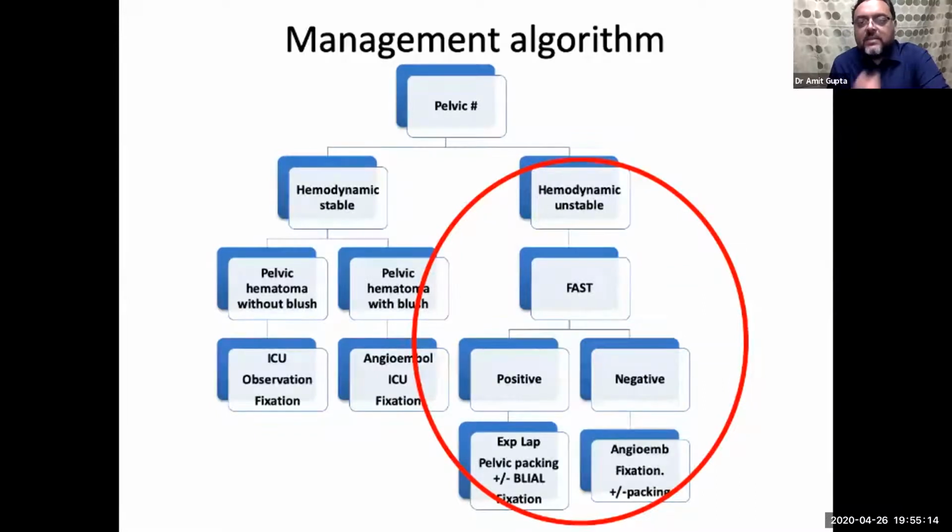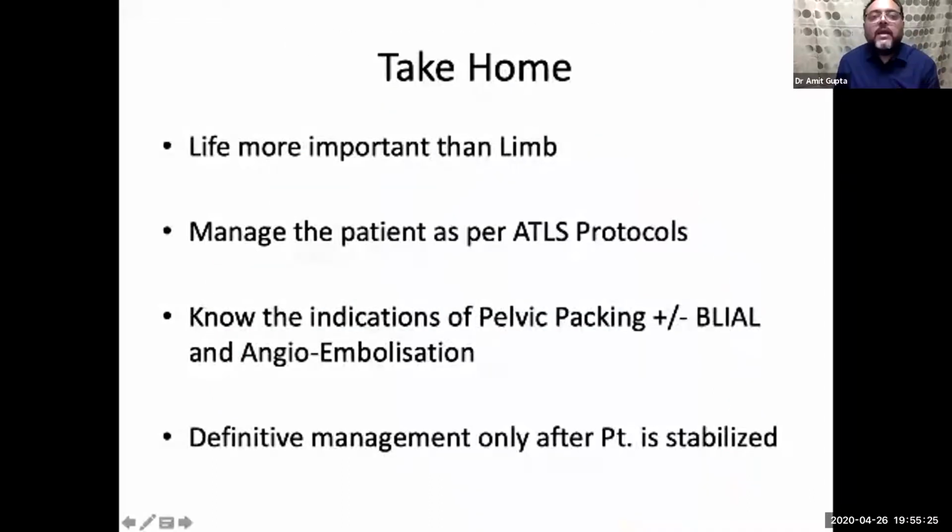Obviously, if the FAST is negative, and the patient becomes stable or is a transient responder, you might try angioembolization along with fixation and packing. So the take home is that life is more important than anything else. Manage the patient as per the ATLS protocols. Know the indications of pelvic packing, plus or minus bilateral internal iliac ligation, which is for patients in extremis, and the definitive management of pelvic fractures would come only after the patient has been stabilized.